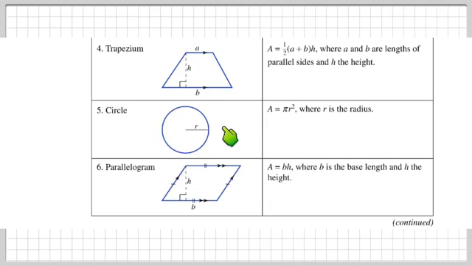Yes, very good. Circle. Circle is pi r squared. Everybody knows that one. I hope you do know that one. If you don't know it, please learn it because you need it. Pi r squared. Yeah. Now this is a very interesting one, this parallelogram.